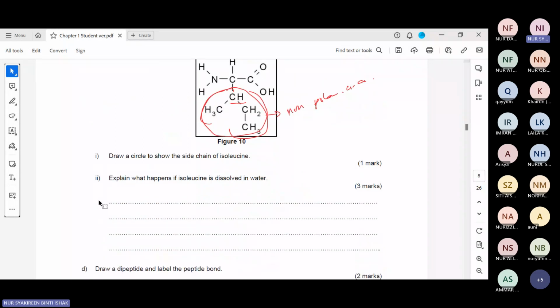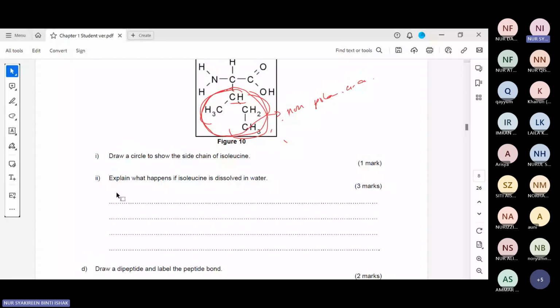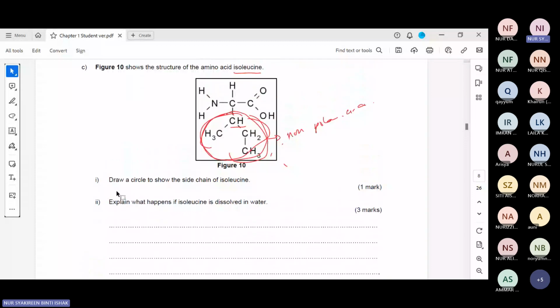So sometimes if you are careless like this, suddenly you miss out the hydrogen, and it becomes wrong. So circle carefully to include all the atoms that you're supposed to circle. Okay, so number 2, explain what happens if isoleucine is dissolved in water.